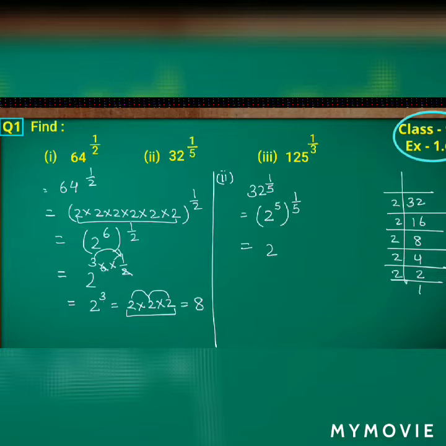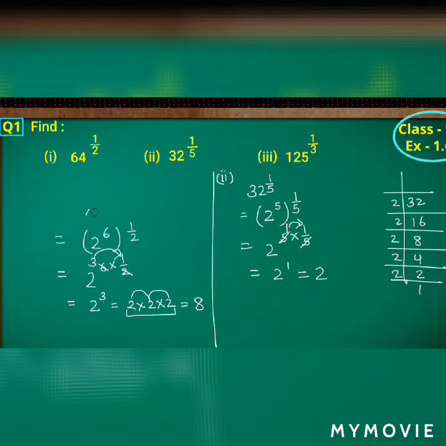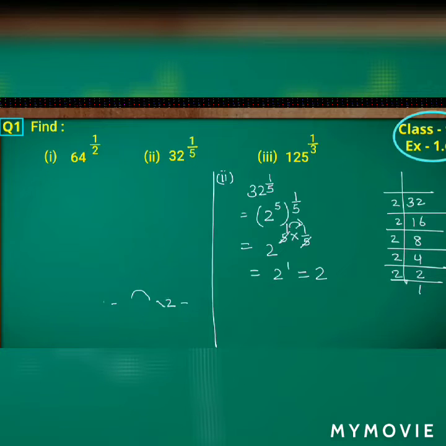It is in the form of a power m whole power n, which can be taken as a power m into n, that is 2 power 5 into 1 by 5. 5 and 5 will get cancelled. What remains? 2 power 1, which equals 2. So the simplest form of 32 whole power 1 by 5 is 2. In the same way we have to go for the third one also. We have to do the same method.